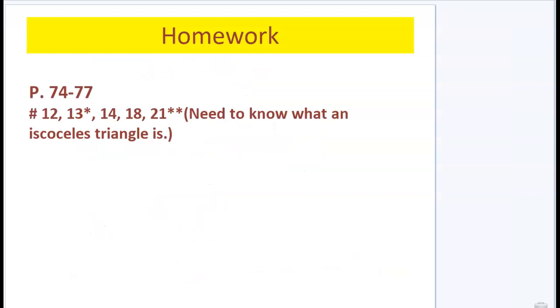Okay, that concludes the problem section for section 2.1. So there's your assignment for today. For question number 21, you need to know what an isosceles triangle is. You may have to look that up on the internet if you're not sure. I'll let you explore that concept on your own.